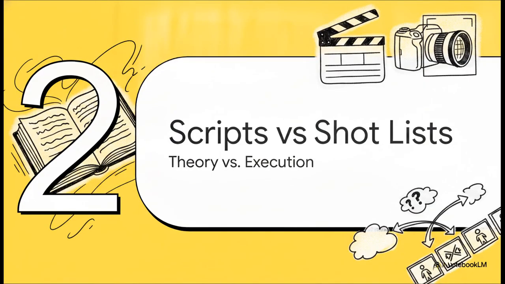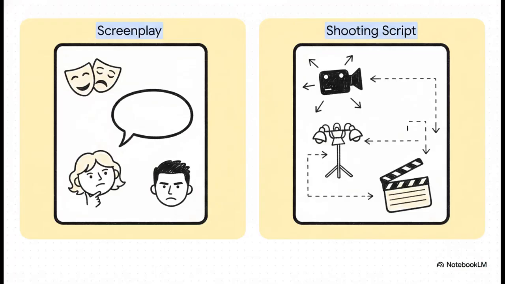Moving on to Section 2, scripts versus shot lists. This is all about theory versus execution. Now, what's really interesting here is the clear contrast between these two tools. Your screenplay is your story script. Its entire job is just to tell the story, establish the characters, and deliver the dialogue. Simple enough, right? But the shooting script is your production script. It's like an evolved version of the screenplay that includes scene numbers, specific technical notes, and references to camera setups or special production needs. It organizes exactly how that story is going to be filmed.